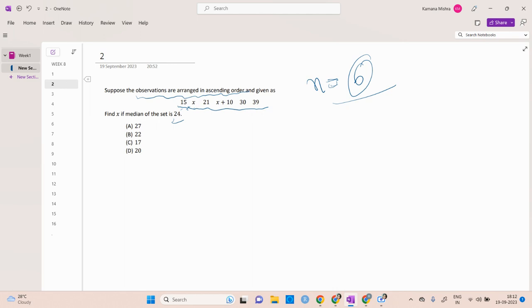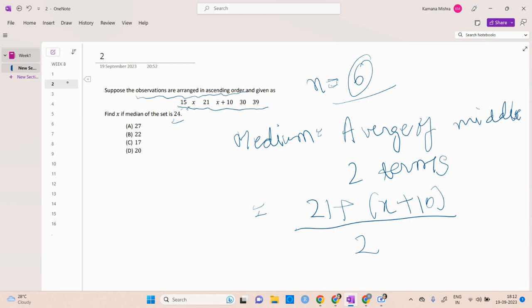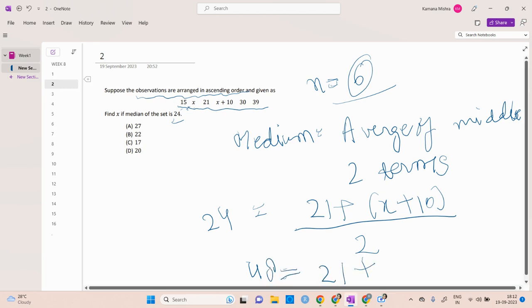So now this is 16, so the median will be the average of the middle two terms. Because when it is even, we will not have one term as a median. So it will be 21 plus x plus 10, divided by 2. So this is given as 24. It will be 48 is equal to 21 plus x plus 10.